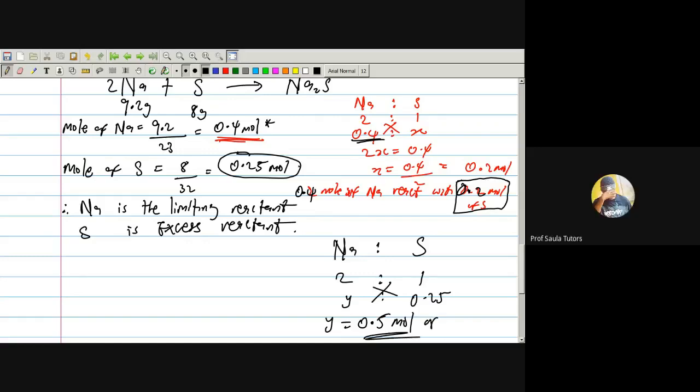I have 0.5 mole of sodium. I needed 0.5 mole of sodium, and they gave me 0.4 mole. Check. I need 0.5 mole to react, but they now gave me 0.4. That's limiting. Oh, I see what you're saying. Exactly. Whichever you use is correct. Do you understand the concept? Yeah. Exactly. That's how we run it here.